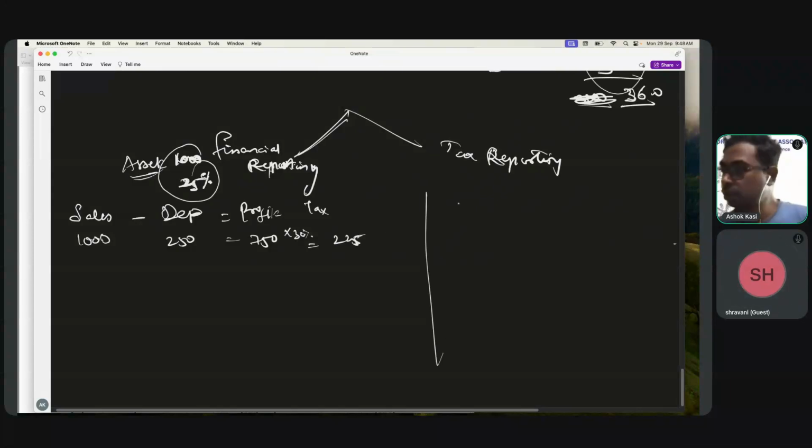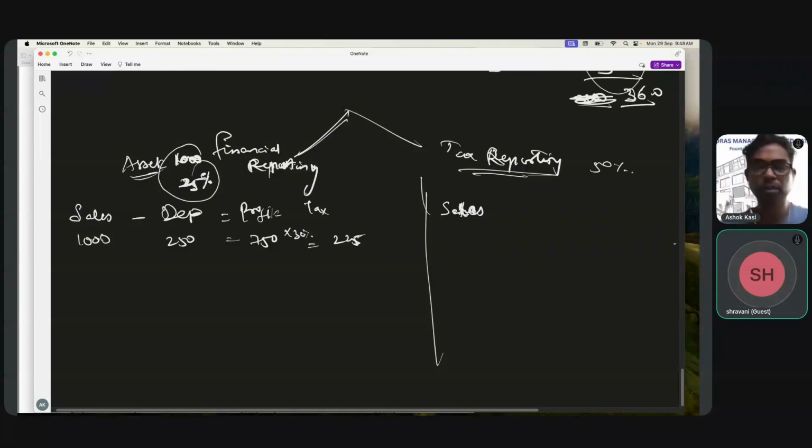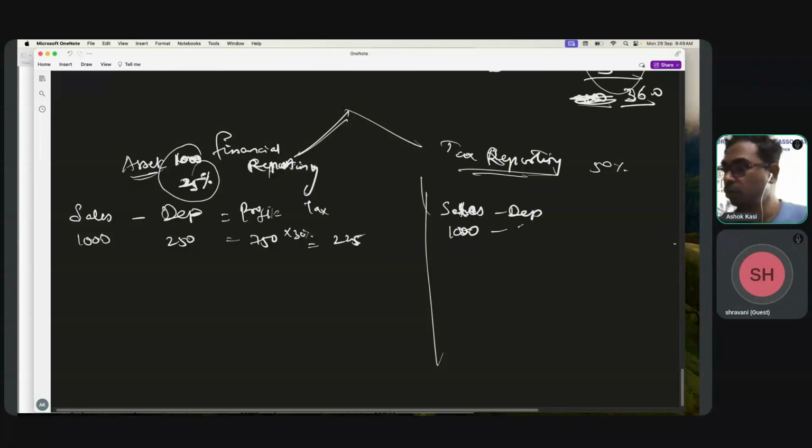Now over here, from a tax perspective, imagine the government says, this is my EV company, electric vehicle company, and the government says that I'm allowing you to depreciate at the rate of 50 percentage per annum. They are giving me some subsidies, incentives, and all this. So I want to capitalize on this. What will I do now? I will depreciate at 50 percentage, which means it will come to 500 now. Now my profit is going to be 500, correct?